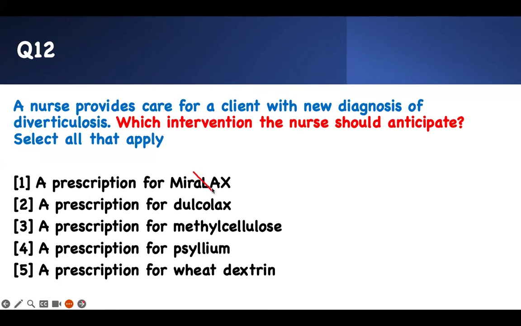The prescription for Miralax, no, we're stimulating you to go. We want you to go on yourself. So get some fiber. Dulcolax is the same thing, stimulation. Methylcellulose, yeah, you're just taking some fiber. That's good.